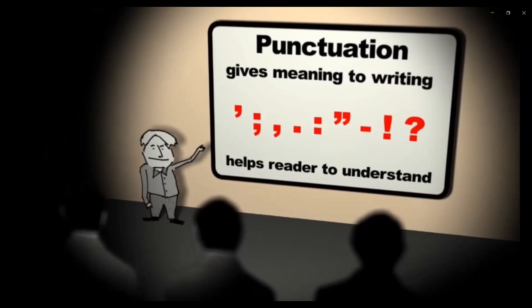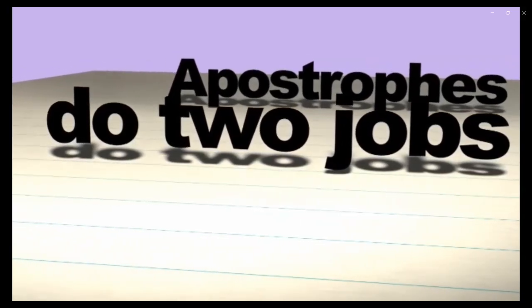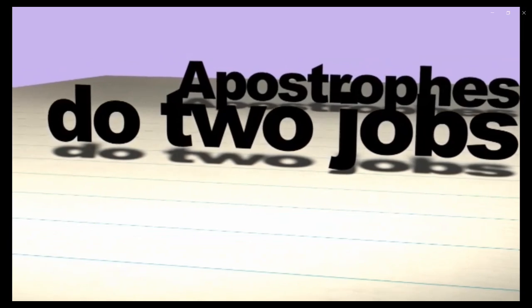Apostrophes do 2 jobs and only 2 jobs. In this unit, we will look at the more challenging job of the apostrophe. It will give you more confidence in using the trickier kinds of apostrophes in your writing. Let's start with, what does an apostrophe look like? Well, this is an apostrophe.